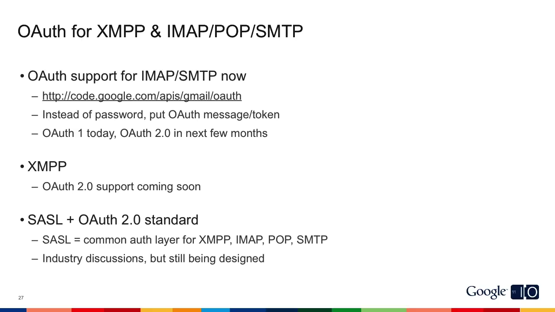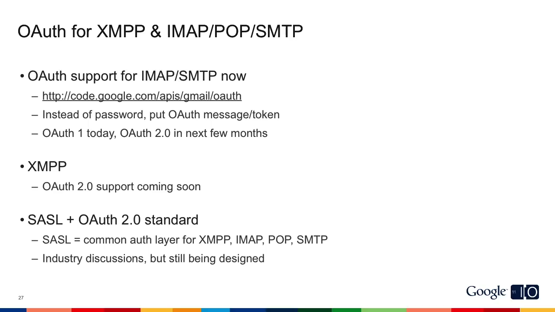We launched a while ago support for OAuth 1 in IMAP and SMTP. So what an IMAP client would do in this case, they would take the user through the OAuth flow. Out of the OAuth flow, in the OAuth 1 case, pops an access token and a token secret. And then you use the secret to create the signed assertion of a bunch of different parameters. And you put that assertion where the password normally would go in XMPP or IMAP. And we're currently working on an OAuth 2 version of this, which should be much easier.